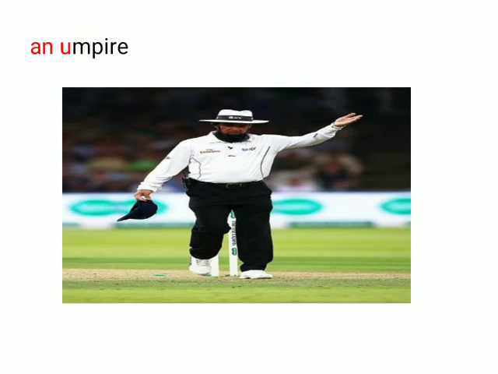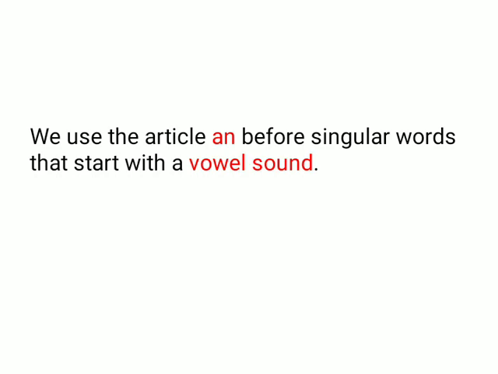Tell me now, which pic is this? Yes, very correct. It is a pic of an umpire. An umpire. I repeat, an umpire. So, what we have seen here in all these examples is that we use the article an before singular words that start with a vowel sound. I repeat, we use the article an before the singular words that start with a vowel sound.